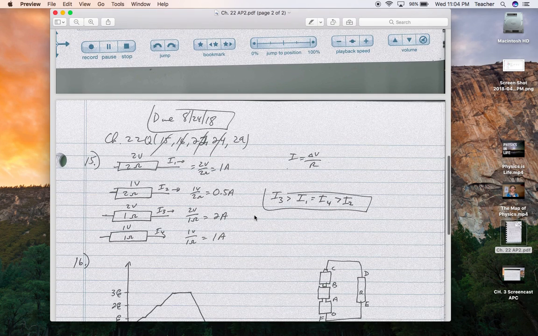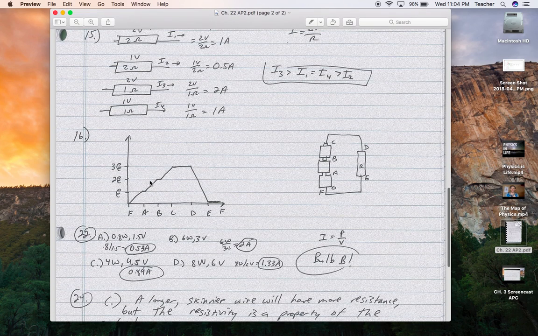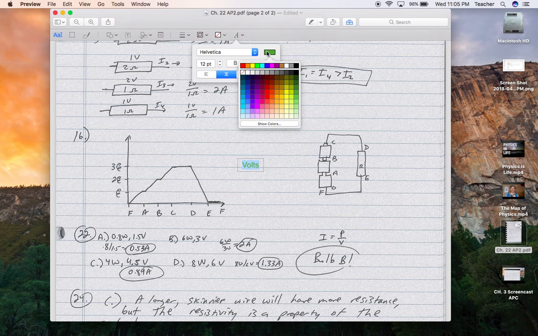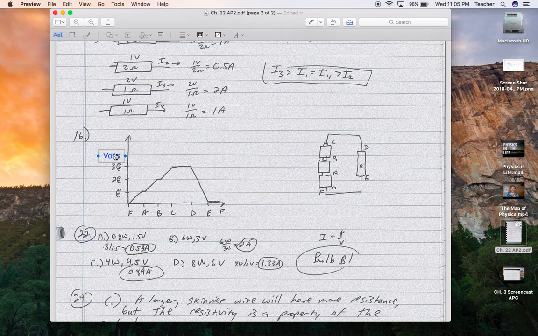Number 15 was asking about the current going through each of these. It's simply a ratio of voltage to resistance. This is similar to the lab we did with Ohm's law. 16 is looking at the electrical potential, and that was bad. I didn't label that as volts. Maybe I can do that now. Hold on. Volts. I don't know why it's green. Maybe change that. Perhaps to nice blue. Okay, so that goes over here.